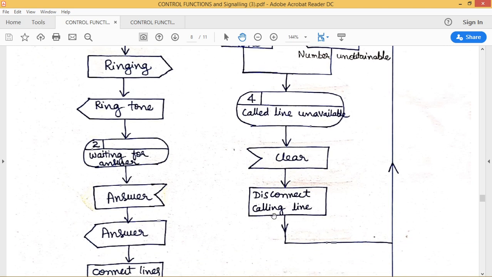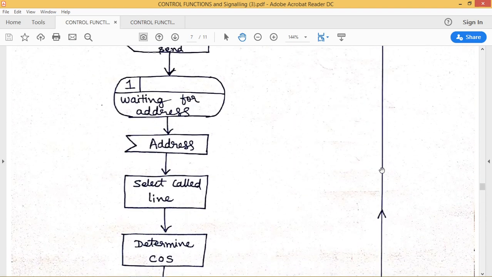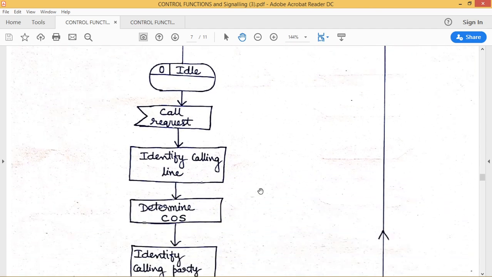So disconnect calling line means calling line. So this is the calling line. Calling line will be disconnected. So once disconnection occurs, it again comes back to state 0, that is idle state. Once disconnection occurs, it comes back to idle state.